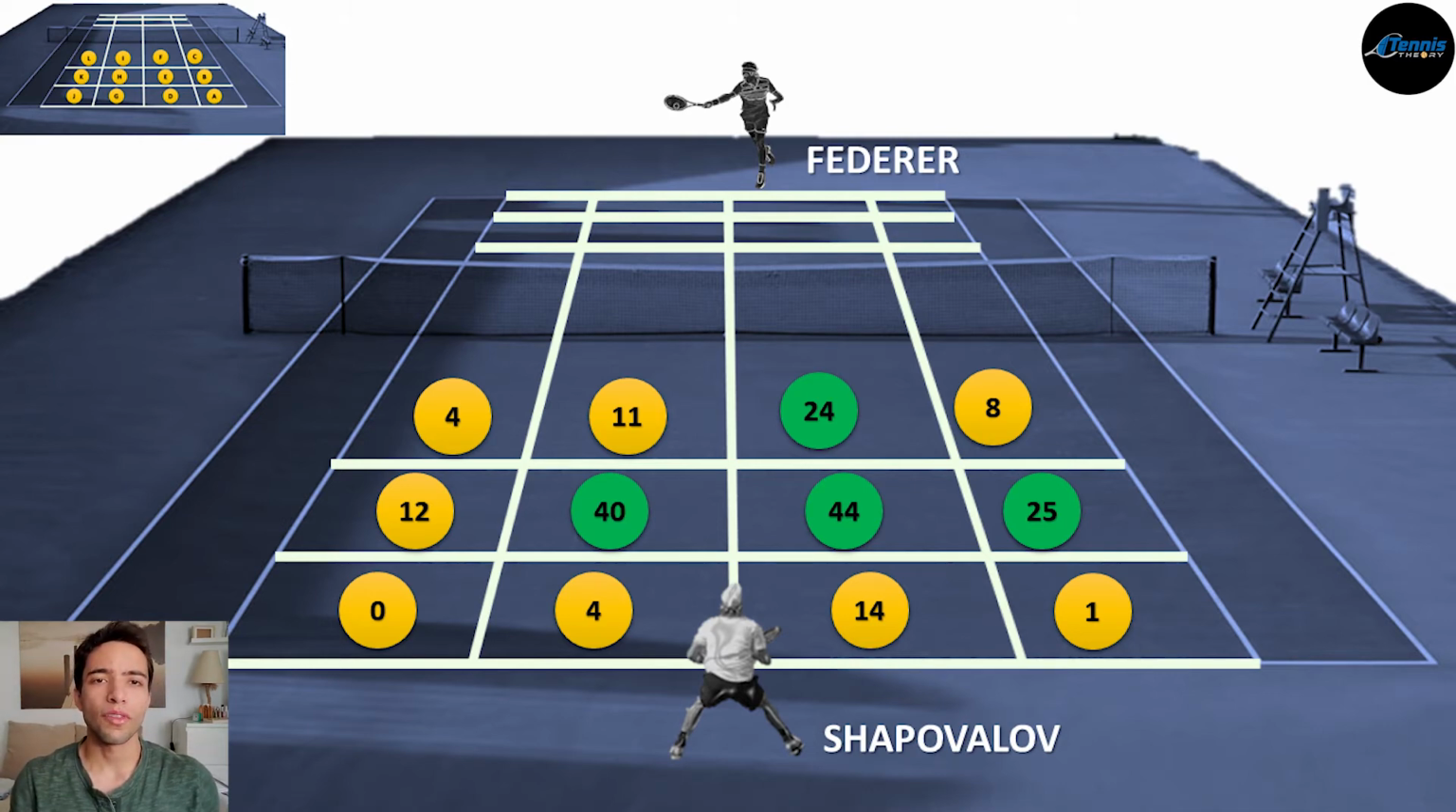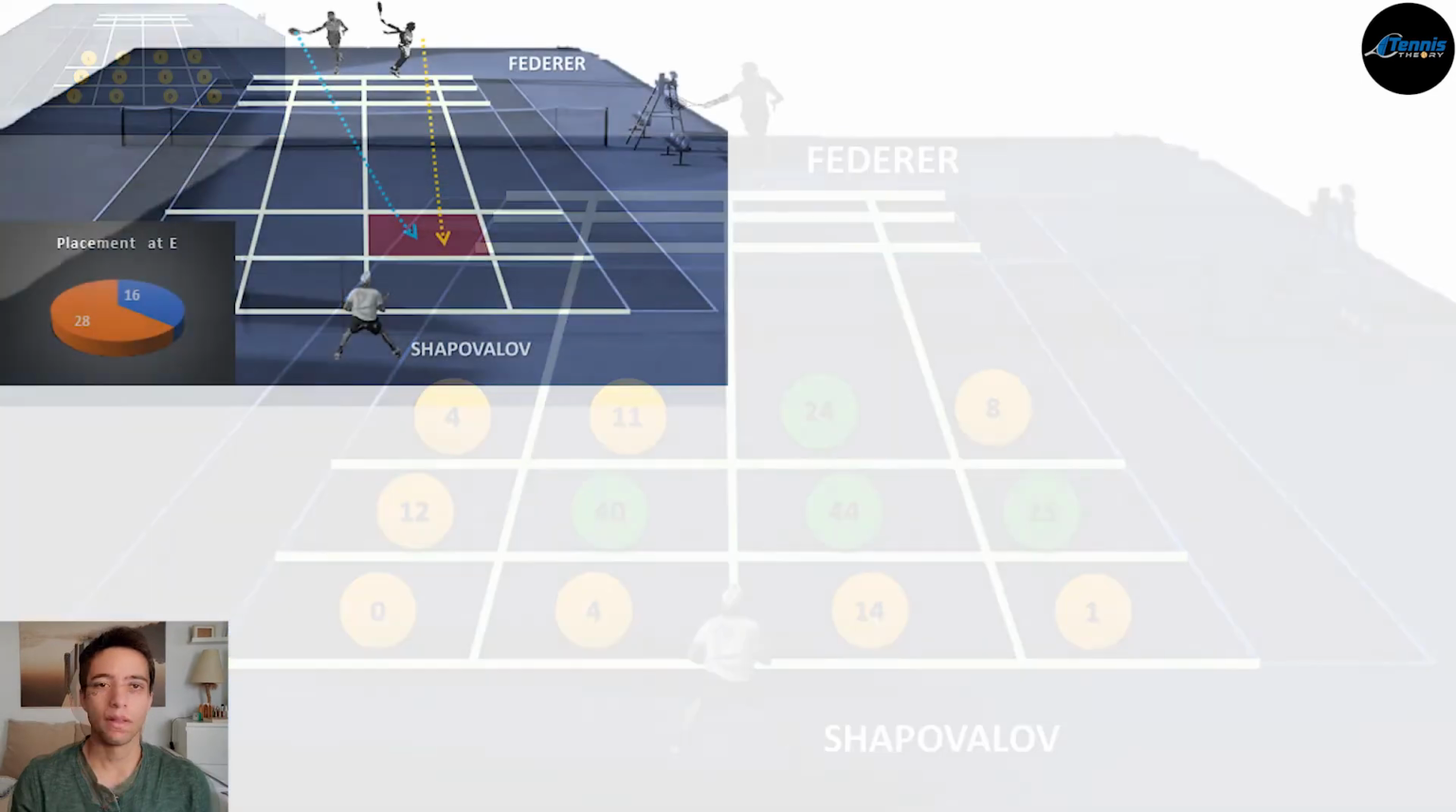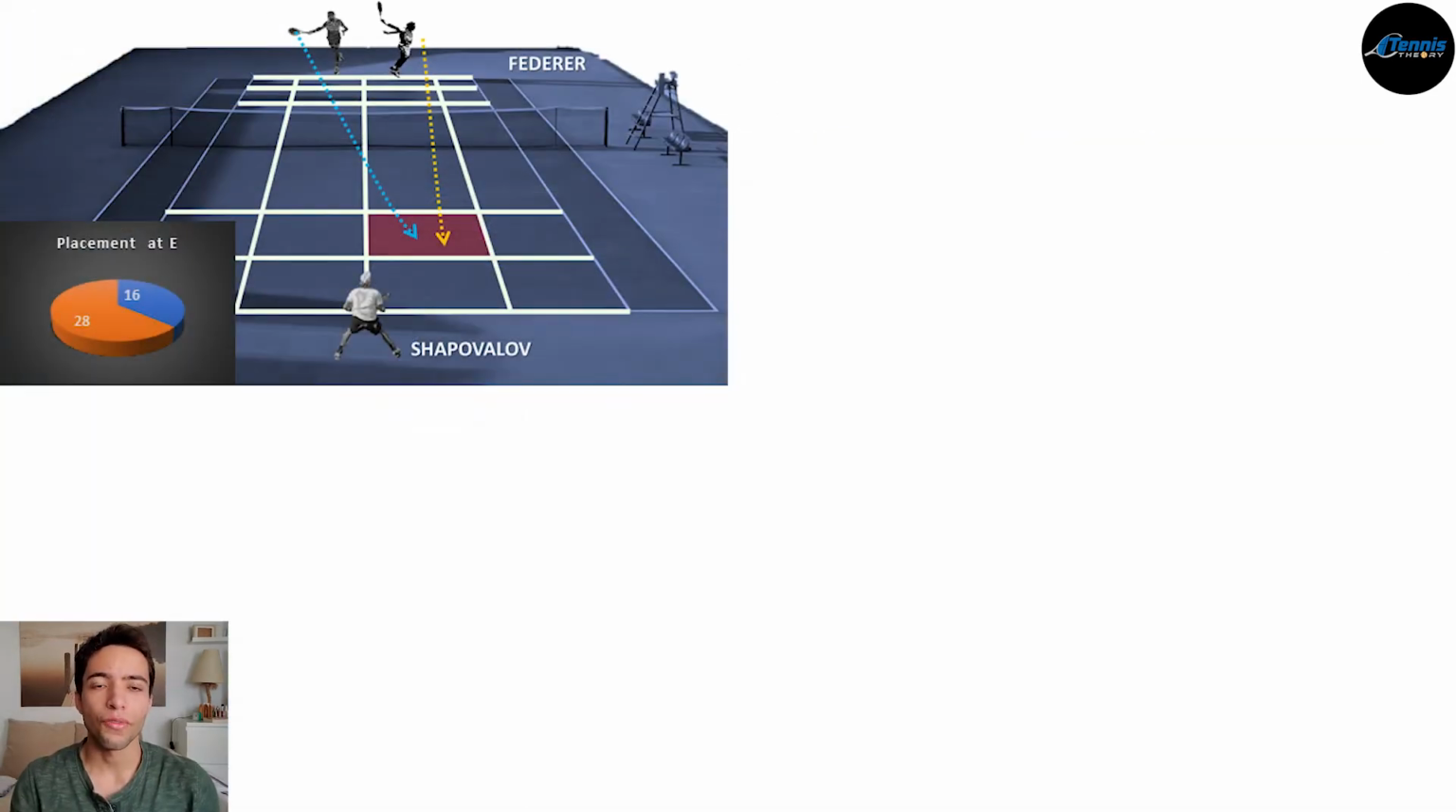These first numbers give us a starting point. However, when players consider where to place the ball, their own position on court has a huge influence on that decision. Because of this, I decided to take this analysis a little further by considering Shapovalov's previous shot. This will make sense once we start looking at the numbers. Let's start with every shot Federer plays at E. In total, we have 44 shots, and from those 44 shots, 28 came from Federer's backhand side, while 16 came from the forehand side.